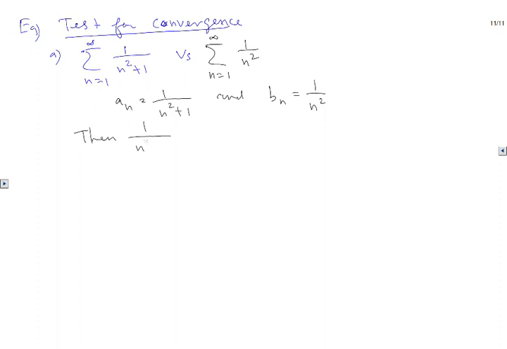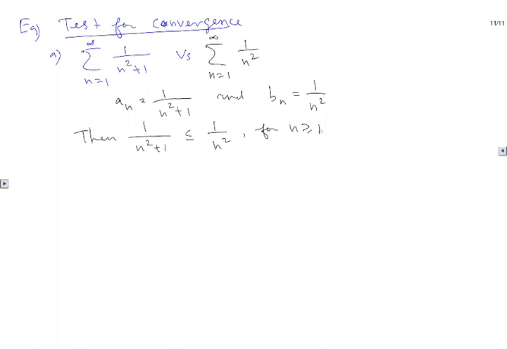1 over n squared plus 1 is less than or equal to 1 over n squared for n greater than or equal to 1, because when you add something to the denominator, that term is smaller, right? So that's true. But what do you know about the second series? The p-series with p equal 2 is going to converge. So that means the smaller one has to converge.